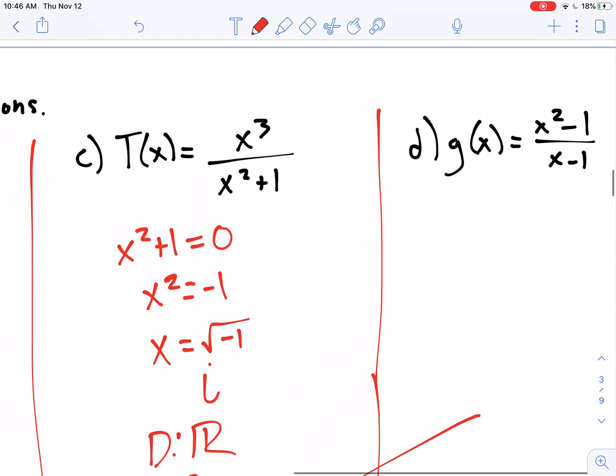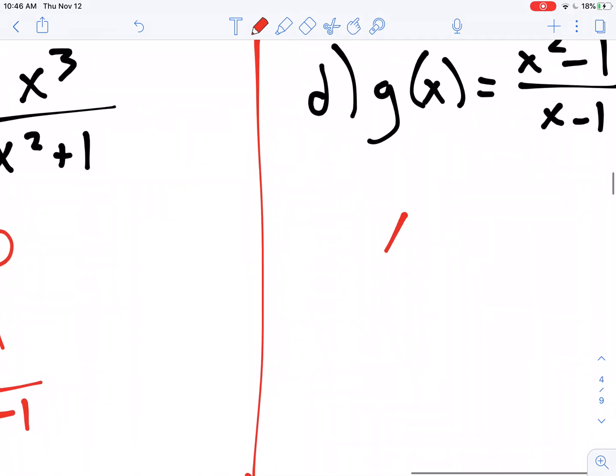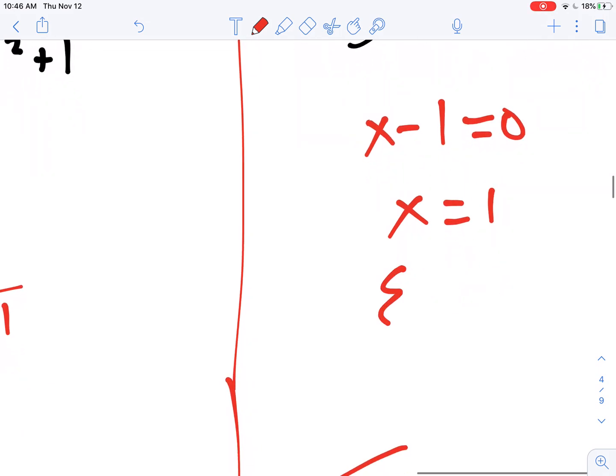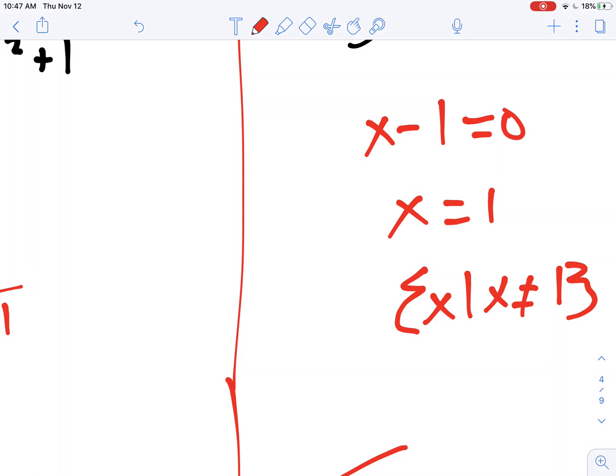And then finally, we've got our last one here, x minus 1 equals 0, x is equal to 1. Therefore, this is all values of x where x cannot be equal to 1.